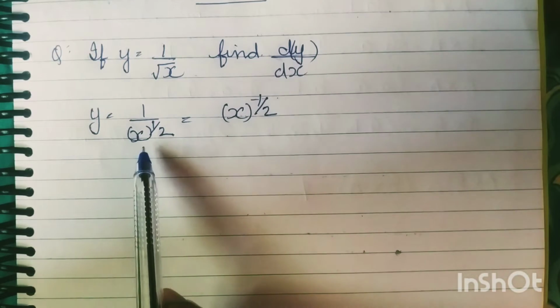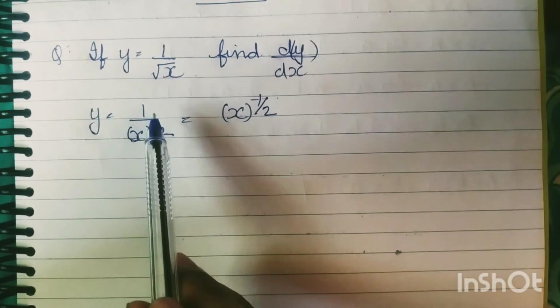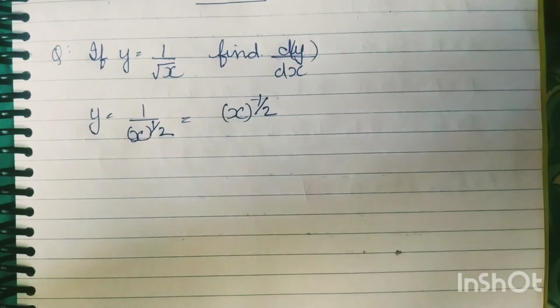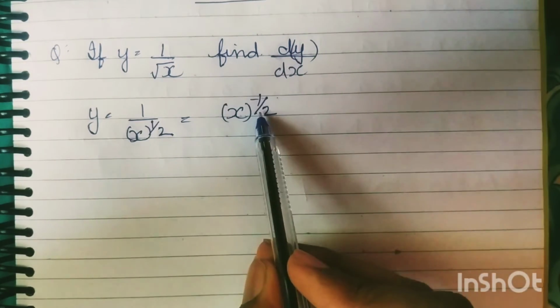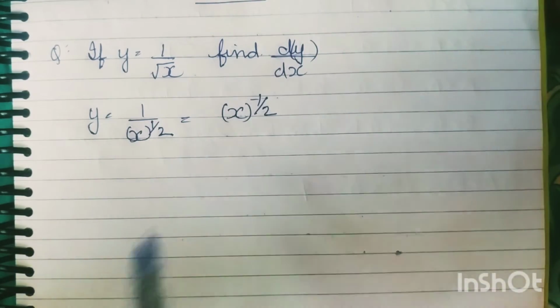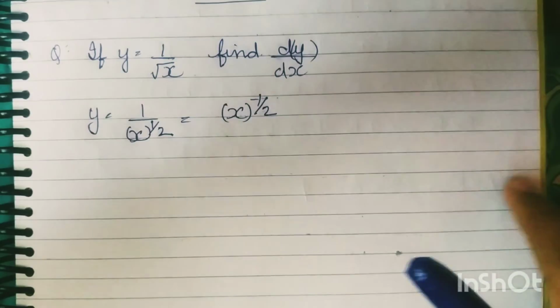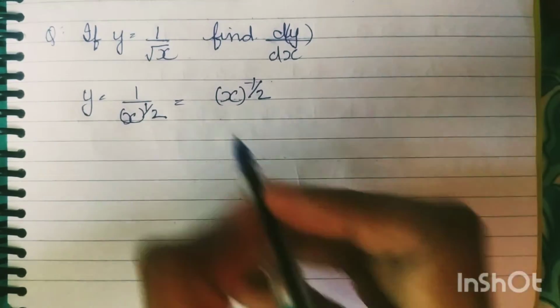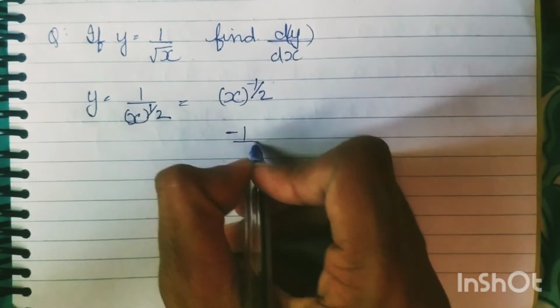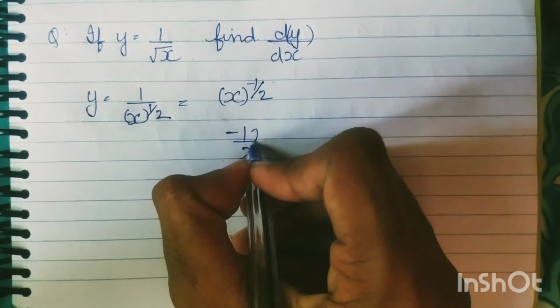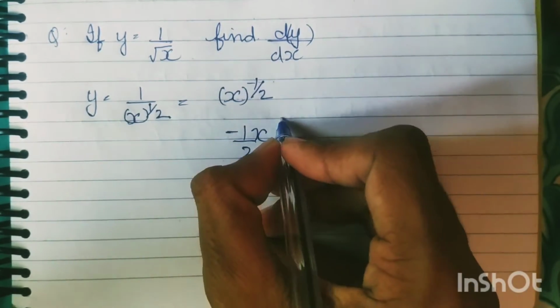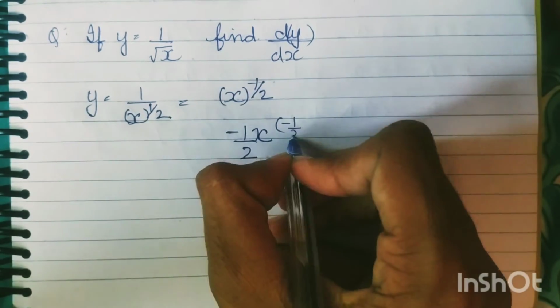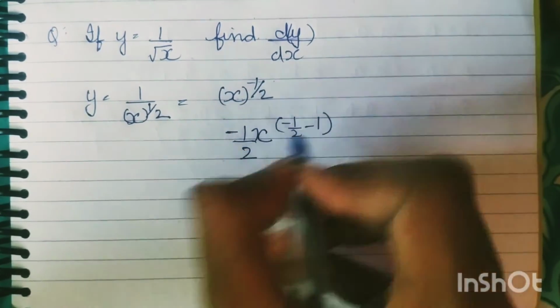Now this is in the denominator. When we take it to the numerator, that power becomes negative. So we have taken it into the numerator and this has become minus 1. Now we have got the power. We will follow the same procedure as before. First we will write the power, that is minus half. Then your variable x raised to the power of minus half minus 1.